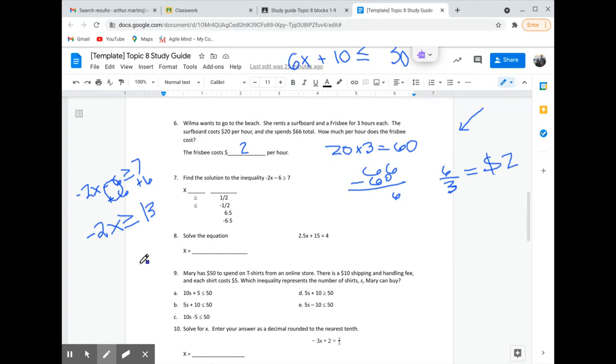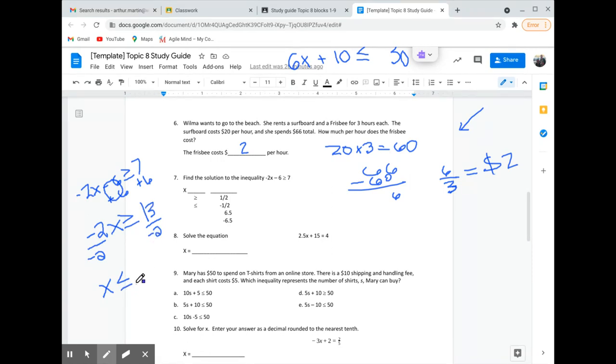Now, how do I solve for x? Since I know that negative 2x is greater than or equal to 13, how would I find out what 1x is equal to? Divide. That's right. We're going to divide by negative 2. Now, who remembers what happens if we divide by a negative on an inequality? What happens to that inequality sign? It flips. It changes direction. All right. So x is going to be less than or equal to 13 divided by negative 2.